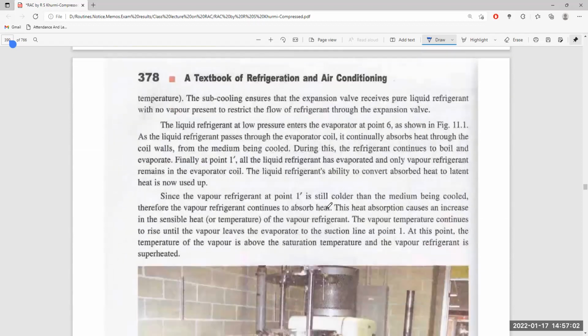This heat absorption causes an increase in the sensible heat or temperature of the vapor refrigerant. The vapor refrigerant temperature continues to rise until the vapor leaves the evaporator to the suction line at point 1. At this point, the temperature of the vapor is above the saturation temperature and the vapor is superheated. So from 1 dash to 1, it is not only absorbing the latent heat which is required for converting liquid to gaseous state, but its sensible temperature is also raised up to the point 1.